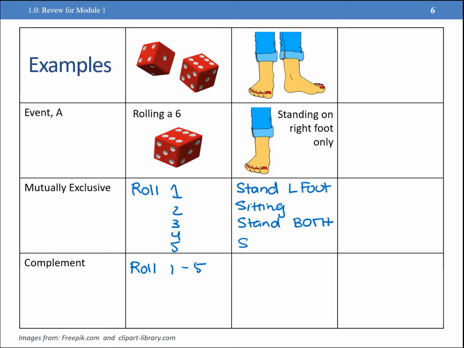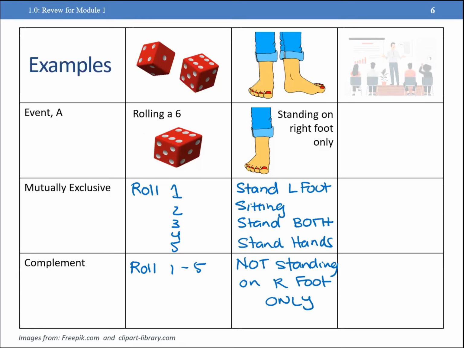Somebody in the other class even said standing on your hands. So you can see that there's a lot of possibilities here. So when I'm looking at the complement here, I have to include all of these mutually exclusive possibilities. I have to include not even mutually exclusive. I have to consider everything that's outside of standing on your right foot. So I'm going to go with Jasmine's approach here, and I'm just going to say not standing on your right foot only. You can make it more generic.